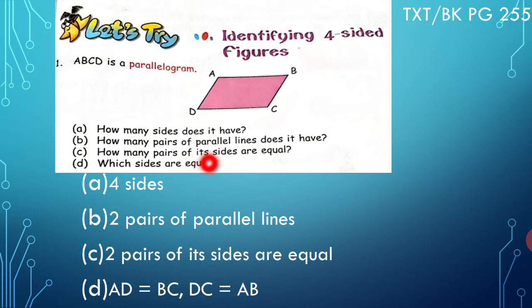How many pairs of its sides are equal, students? Two pairs of its sides are equal. As you can see, this side and this side are equal, and this side is equal. So two pairs of its sides are equal. Which sides are equal? You can see AB is equal to DC and AD is equal to BC. These are the sides equal to each other.